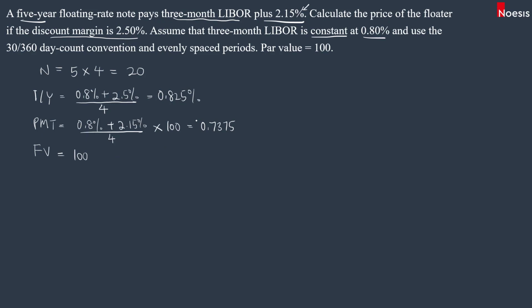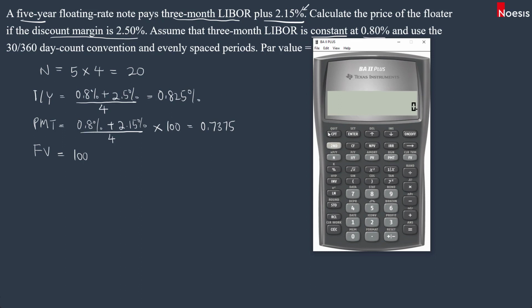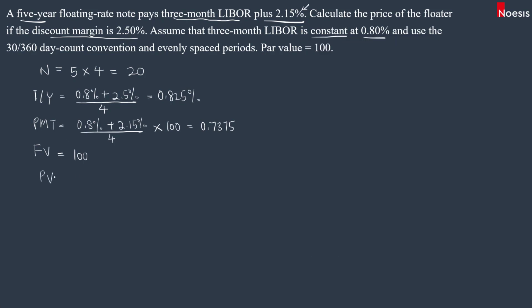Now with this, we can use the financial calculator to compute the price of the floater. Now in the calculator, I will press second FV to clear the inputs. So our N will be 20, so 20 N. IY is 0.825. And PMT is 0.7375, and your FV is 100. So then compute PV, then you will get a price of 98.393. So your price here is 98.393 per 100 par. And of course, depending on the par, we can then scale separately.